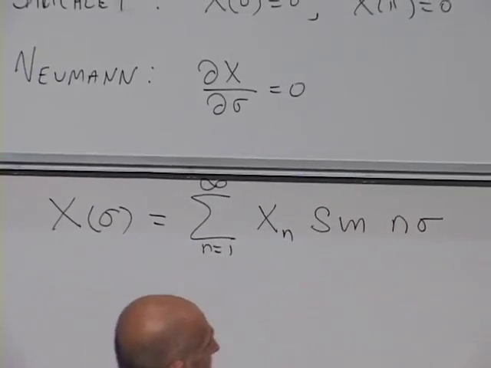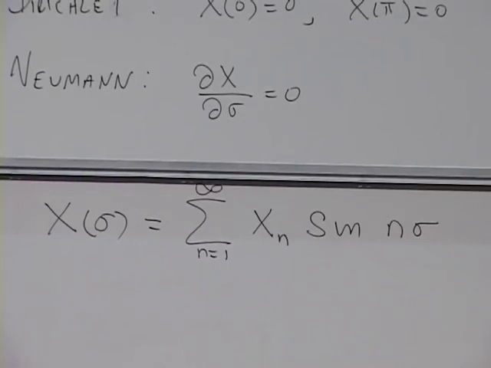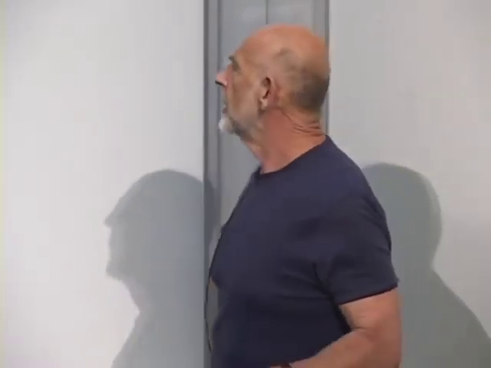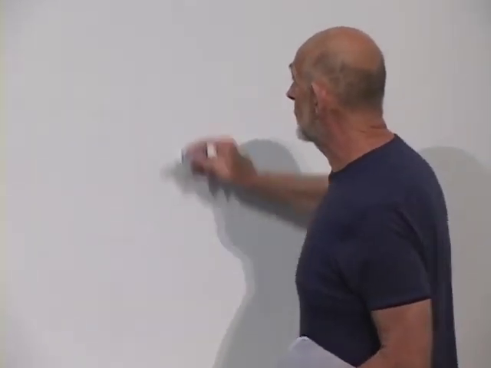Why sine? Because sines are the functions which vanish at the endpoints. Sine of n sigma for any n is 0 at sigma equals 0 and sigma equals pi. The most general function that satisfies Dirichlet boundary conditions, and which is continuous, and for our purposes, continuous, differentiable, all the good things, the most general function which satisfies that can be written as a sum of oscillating functions like this. Right? This is Dirichlet.